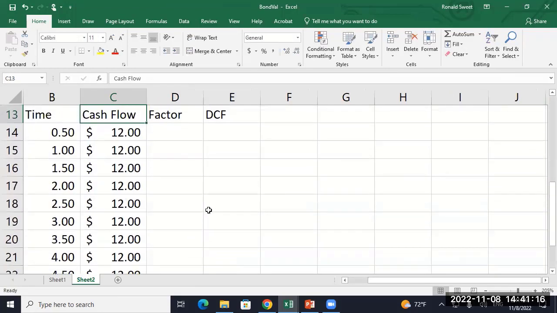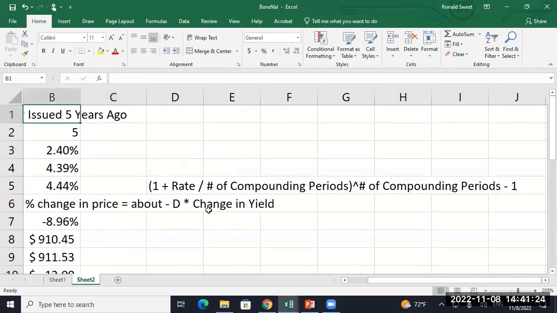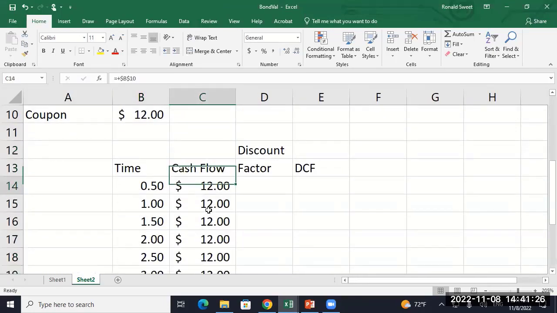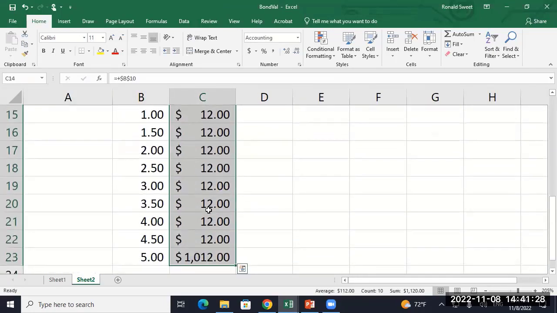So there's my cash flows. How hard was that forecast? Do you have any confidence in that forecast? It's a treasury bond paying a 2.4 coupon. What's the chances you won't get this cash flow? If you don't get this cash flow, the world comes to an end because the US government's not paying off its debt. So that's a fairly easy forecast.